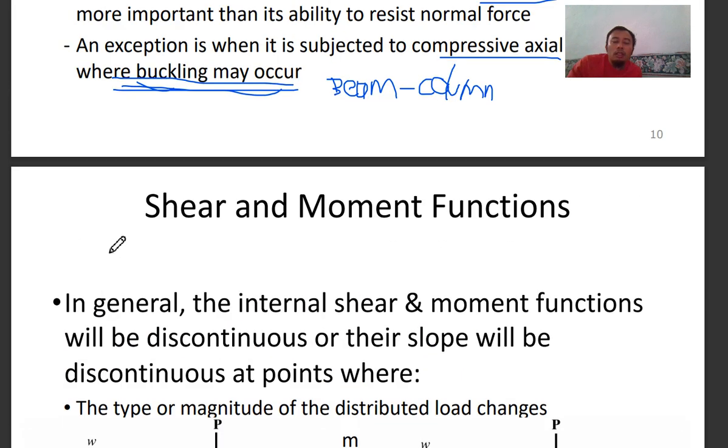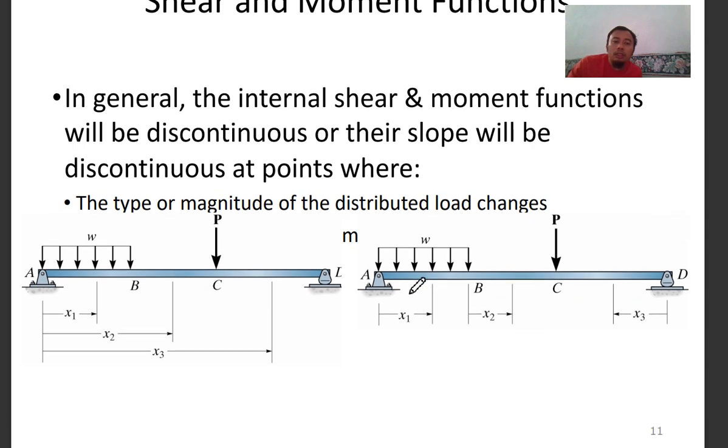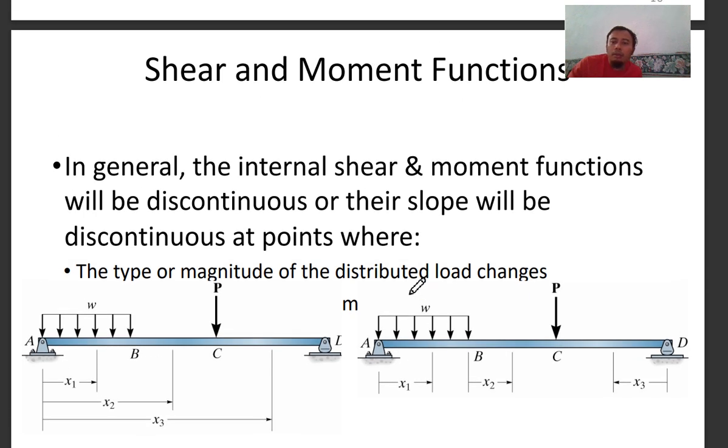Shear and moment functions. In general, the internal shear and moment function will be discontinuous, or their slope will be discontinuous, at points where the type or magnitude of distributed load changes. So this is an important principle: internal shear and moment will be discontinuous at points where the magnitude changes.